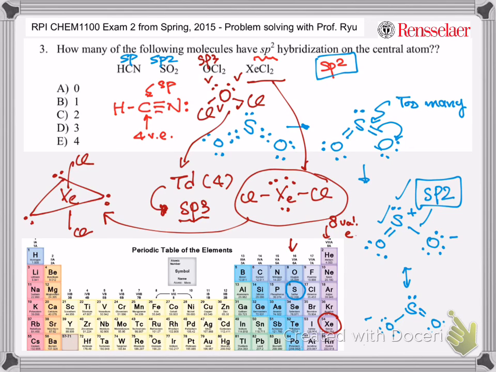And this has 5 coordination, so think about this as sp3d hybridization, which makes them have 5 coordination. So how many central atoms do you have? The answer is number 1. There's only one, and that happens to be SO3.